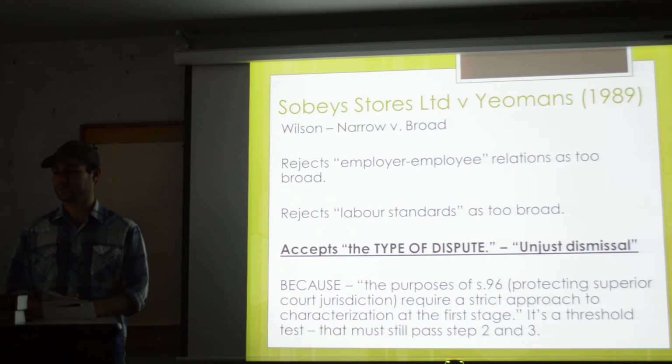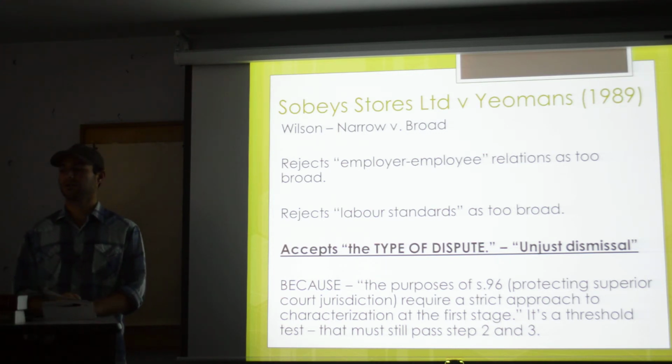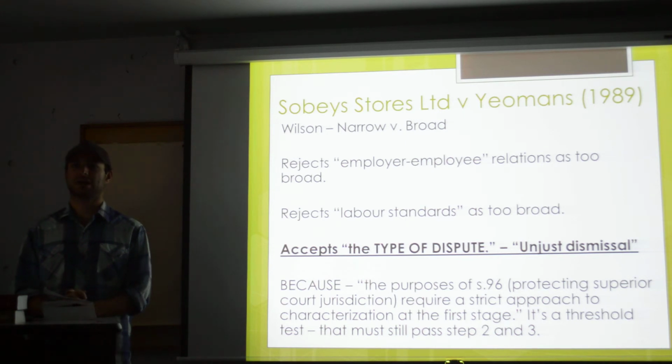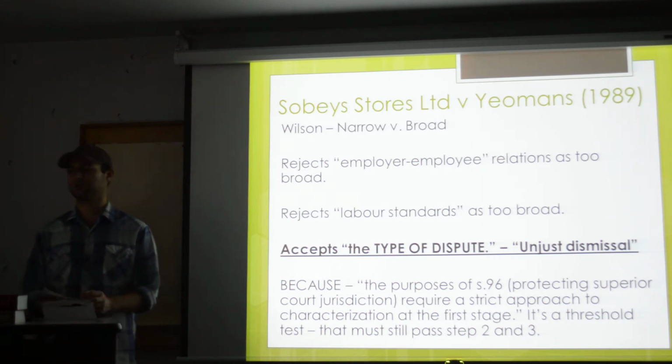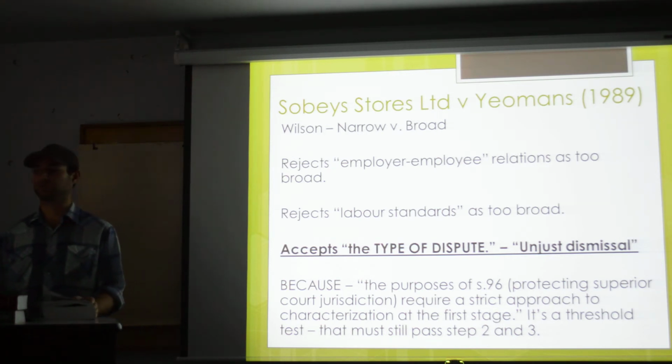Because the purposes of Section 96 courts require a strict approach to the characterization at the first stage, it's a threshold test that must still pass steps 2 and 3. Basically, she's saying that at step 1, we need to have a narrow interpretation of the impugned legislation, because it's just a threshold test and it still needs to pass 2 more.